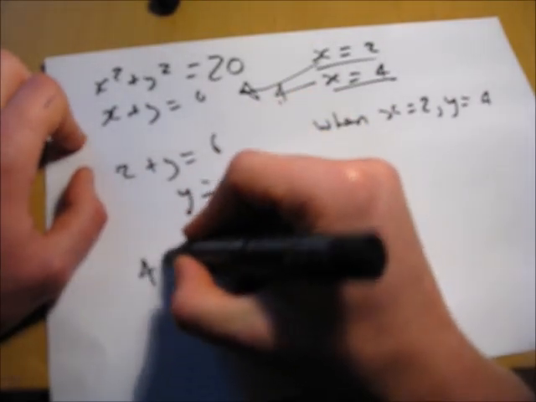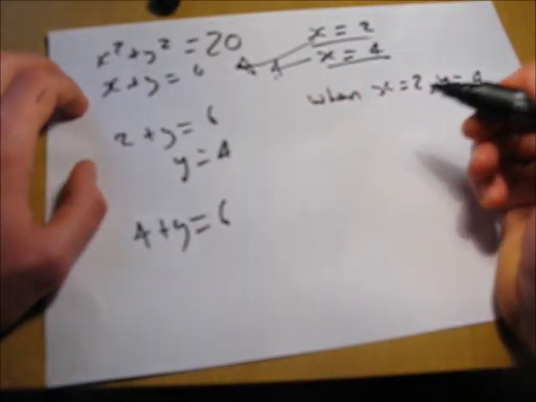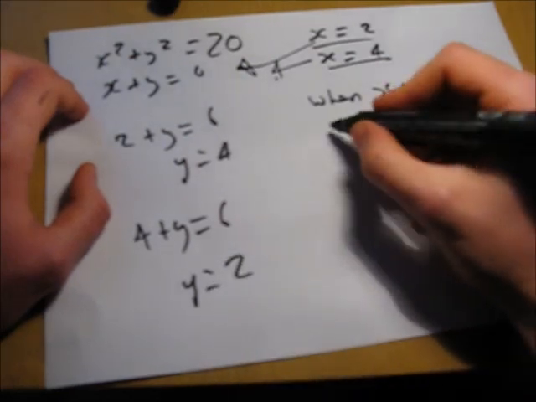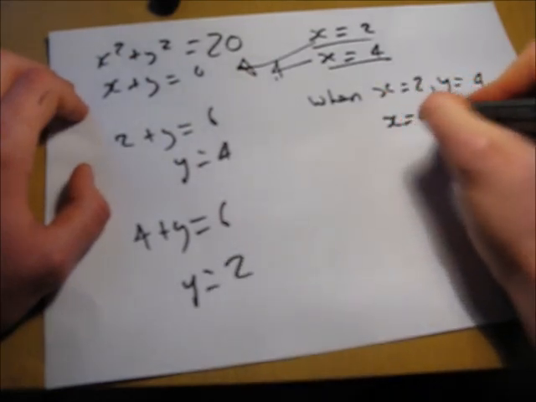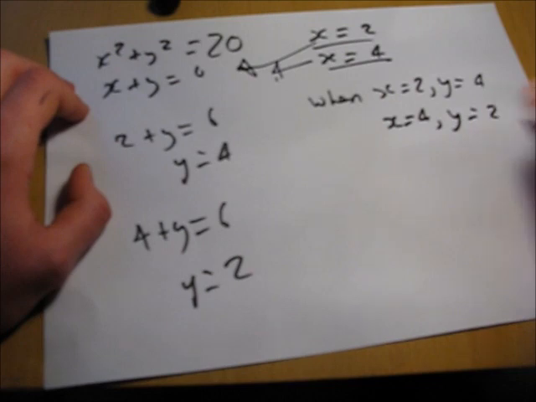So then we're going to have 4 plus y equals 6, minus 4 from both sides, you get y equals 2. And then when x equals 4, y equals 2.